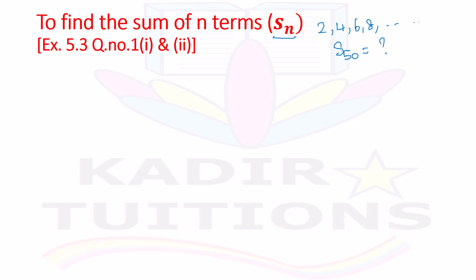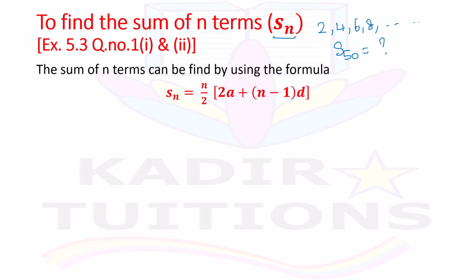For finding this, we have a general formula. It's nothing but Sn equals n by 2 into (2a plus (n minus 1) into d). We already know what a is, it's the first term, and what d is, it's the common difference. What about this n? It's nothing but till which term we are going to find the summation. That is the n value.